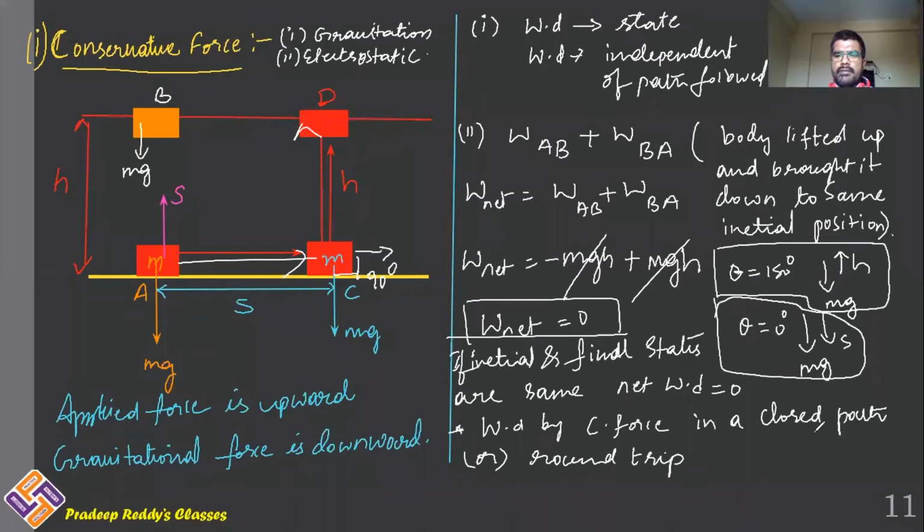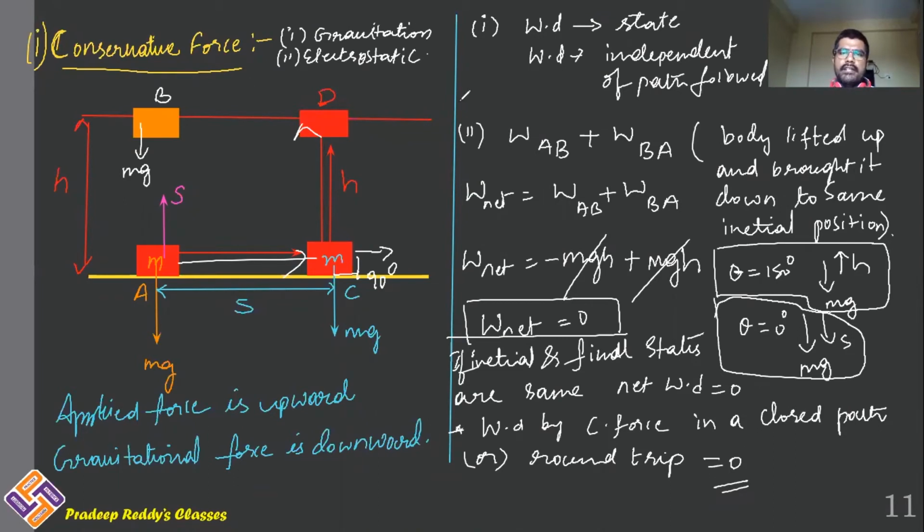If work is done by the conservative force in the closed path, why is it a closed path? Body is starting at A, going to B, again from B it is coming to A. Where it is starting, to the same point it is coming. That is called round trip, or you can call it closed path. So in such cases, net work done will be equal to 0. This is one more important condition where you can decide whether the force is conservative or not.